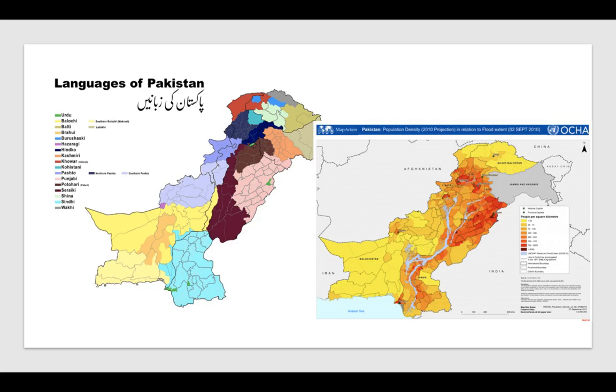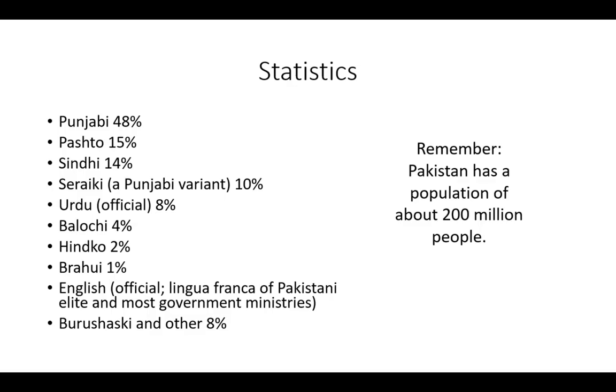And to test that out, I listed statistics showing the amount of people that speak each language, and we can see that with a population of 200 million people in Pakistan, Punjabi fills about 48% of that population. So we can assume around 100 million people speak Punjabi as their mother tongue. And that kind of makes sense from what we saw on the maps. It's a very highly dense area, and a lot of people probably speak that language.